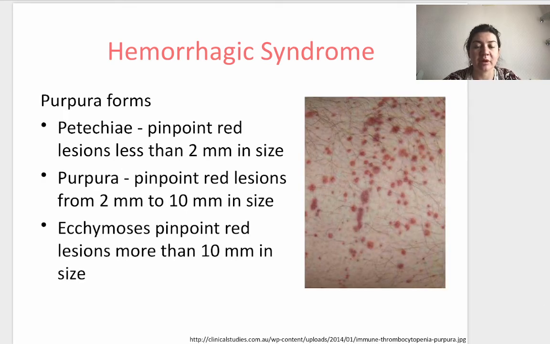Purpura forms, we named them in the definition. Let's stop one more time. It can be petechia, purpura, and ecchymosis. They differ first of all in size and possibly in form. Petechia are pinpoint red lesions less than 2 mm in size. Purpura are red lesions from 2 to 10 mm in size. And ecchymosis are red lesions more than 10 mm in size.